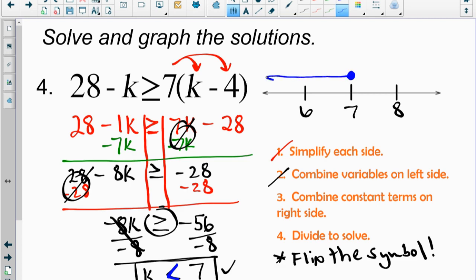I do want to draw it to the left for less than. So k is less than or equal to 7 would include solutions like 7, 6, 5, 4, 3, 2, 1, 0, and all the negative numbers. Take a moment to pause if you need to and update your notes.